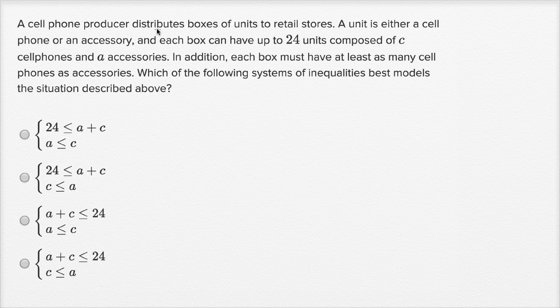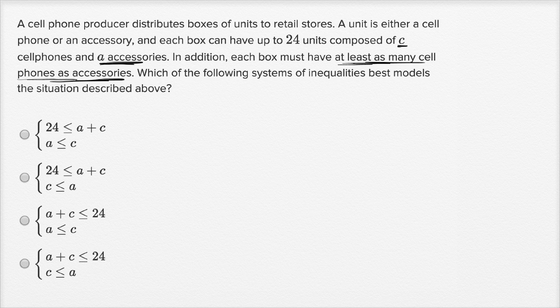A cell phone producer distributes boxes of units to retail stores. A unit is either a cell phone or an accessory, and each box can have up to 24 units composed of C cell phones and A accessories. In addition, each box must have at least as many cell phones as accessories. At least as many cell phones as accessories. Which of the following systems of inequalities best models the situation described above?